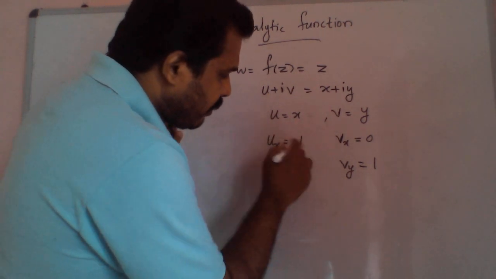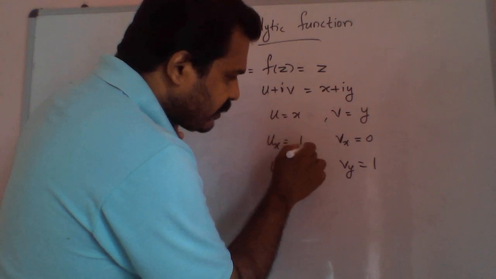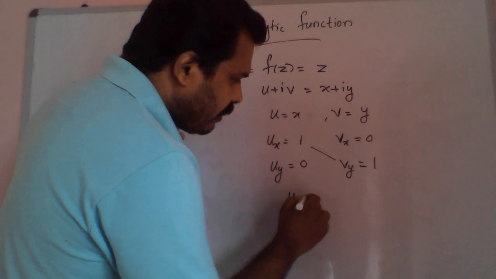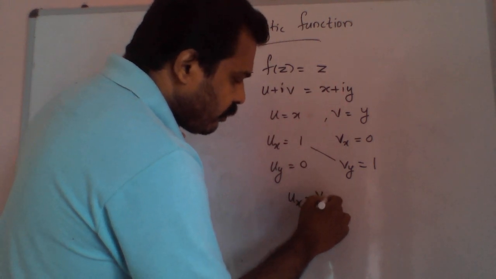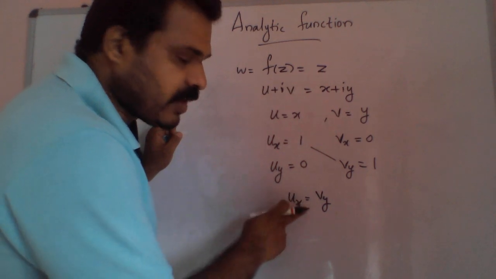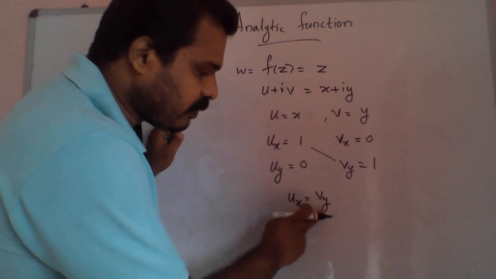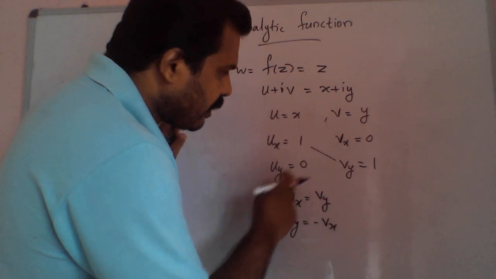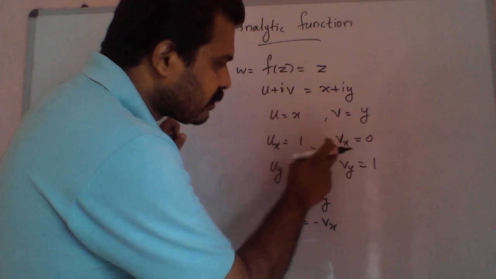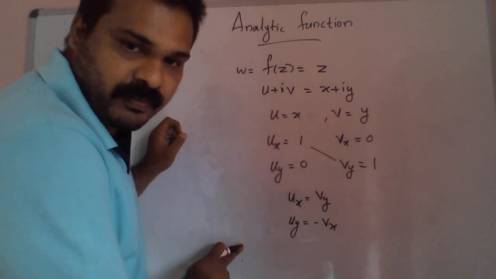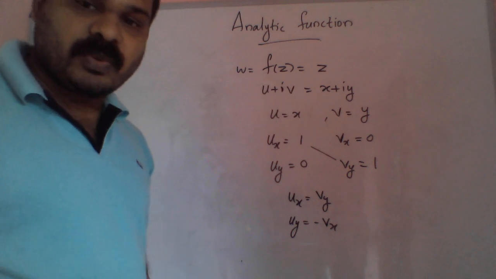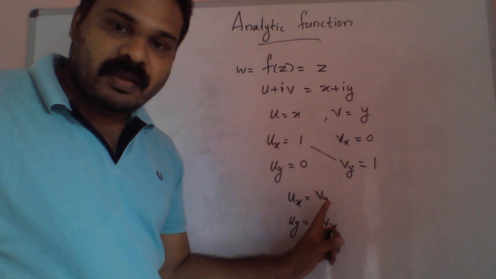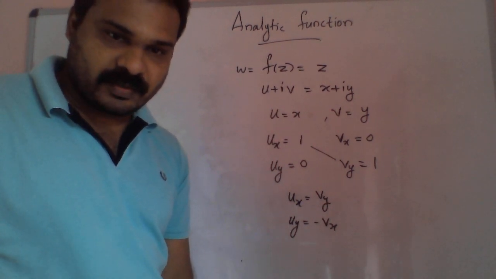Now we check the condition ux is equal to vy. Here ux is 1 and vy is also 1, so ux is equal to vy. That is the first CR equation. The second CR equation is uy is equal to minus vx, but here both uy and vx are 0, so uy is equal to minus vx. So this function f of z equal to z satisfies the two Cauchy-Riemann equations, ux is equal to vy and uy is equal to minus vx.